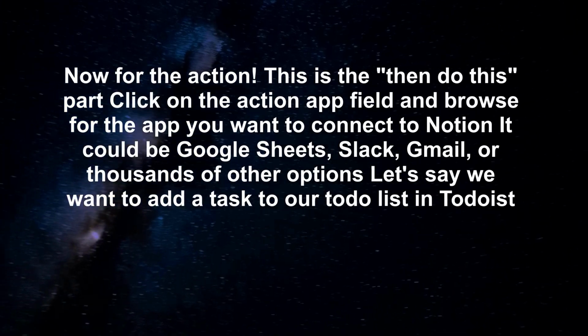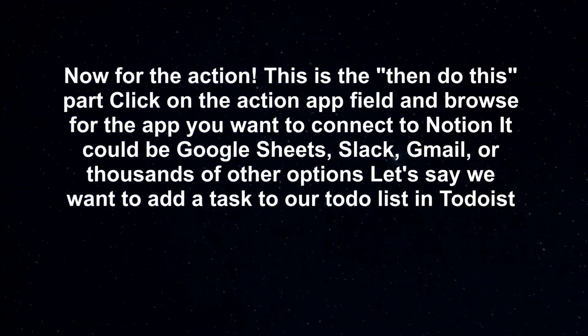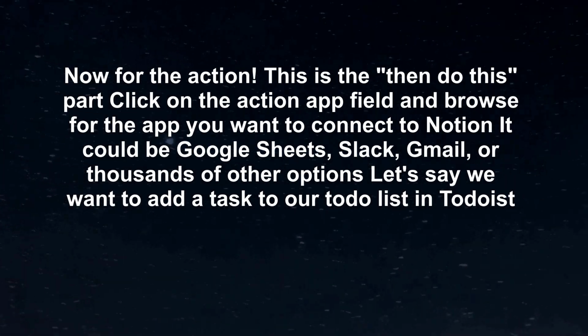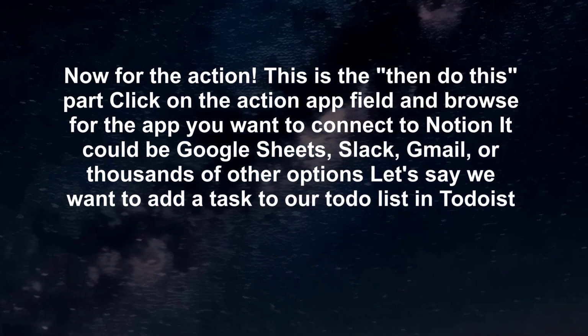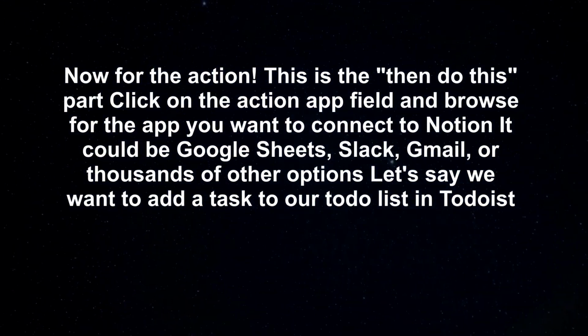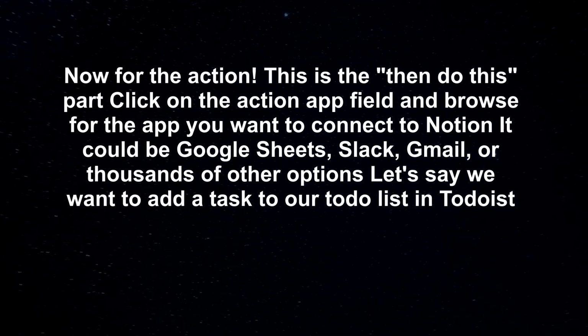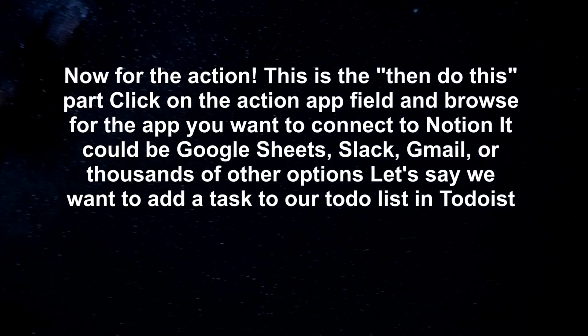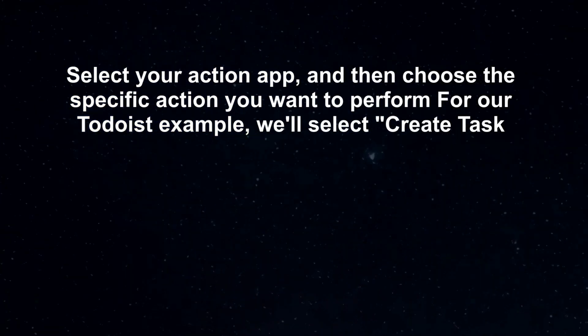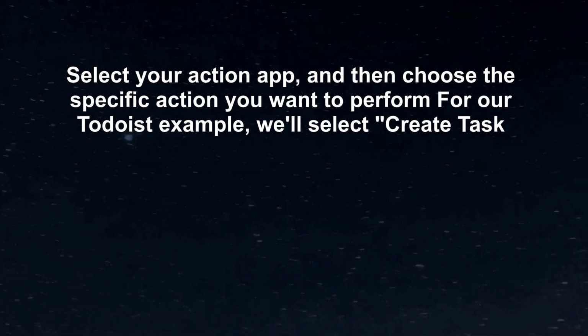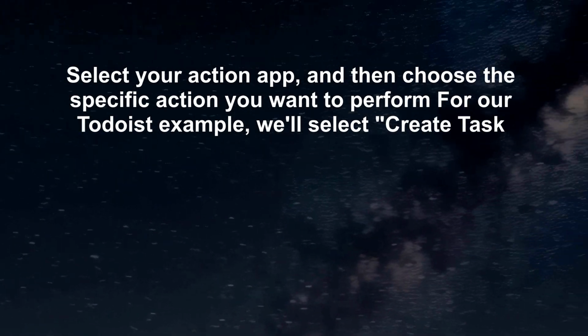Now for the action. This is the "then do this" part. Click on the Action App field and browse for the app you want to connect to Notion. It could be Google Sheets, Slack, Gmail, or thousands of other options. Let's say we want to add a task to our to-do list in Todoist. Select your action app and then choose the specific action you want to perform. For our Todoist example, we'll select Create Task.